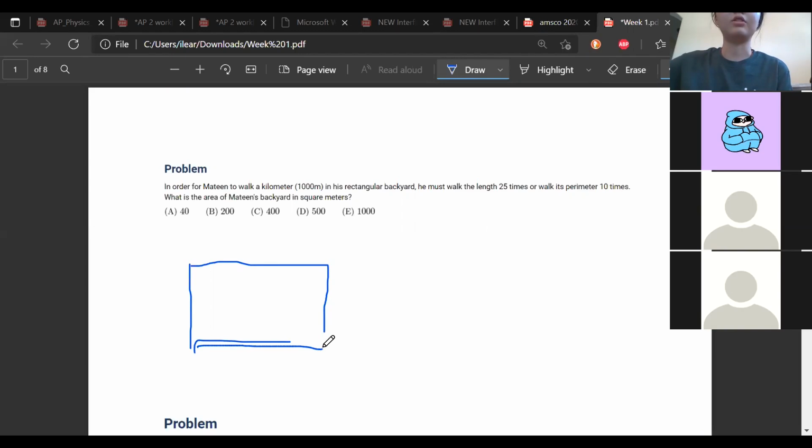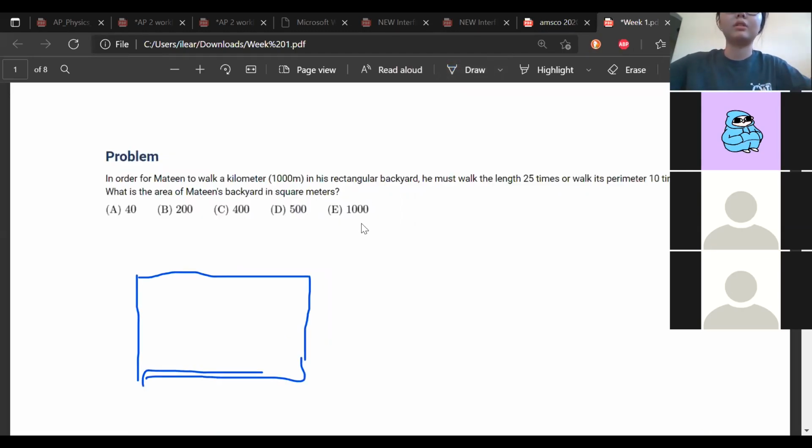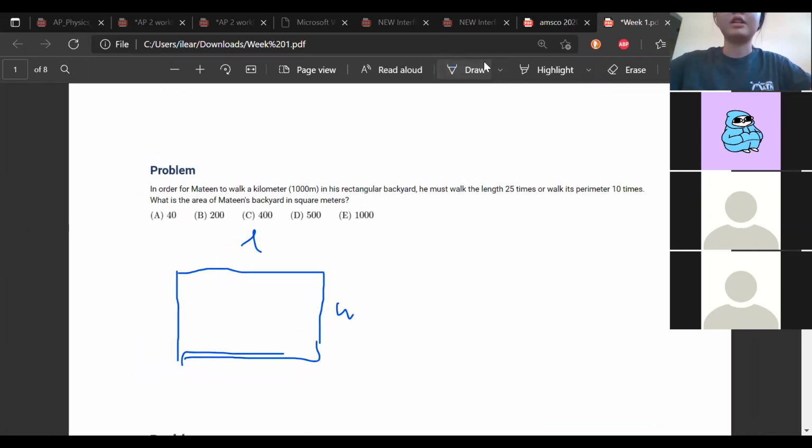Sorry for my drawing. So basically, this is what Mateen's backyard looks like. Essentially, what we have is a backyard. So we have a length, and we have a width. Sorry for that. So he either must walk the length 25 times to reach 1,000 meters, or he can walk the perimeter. Sorry, what was it again? Walk the perimeter 10 times.